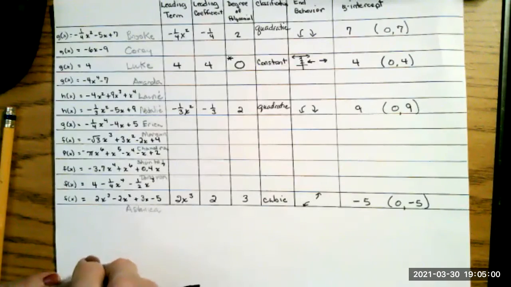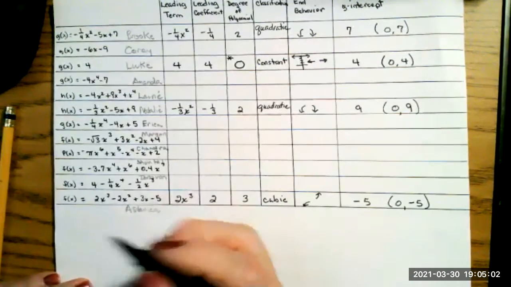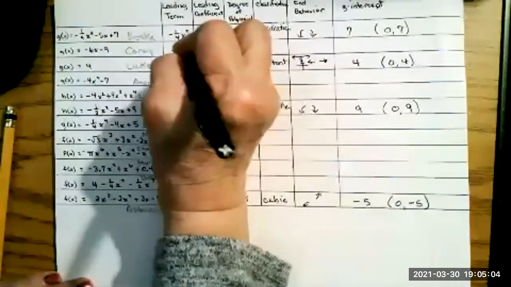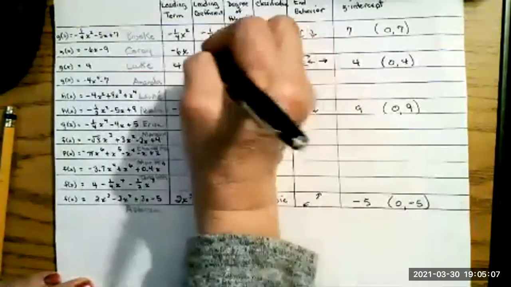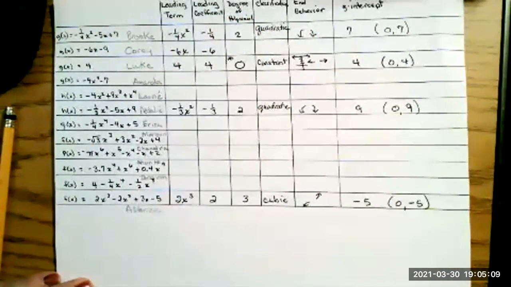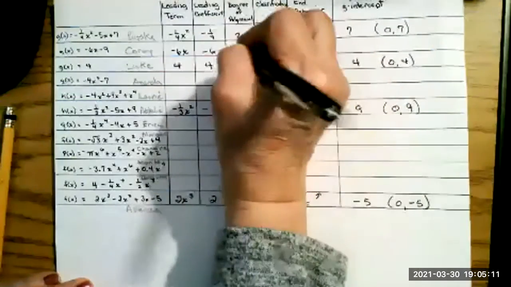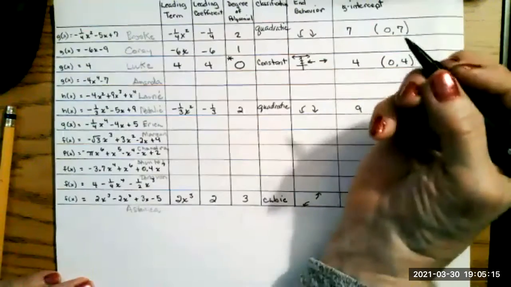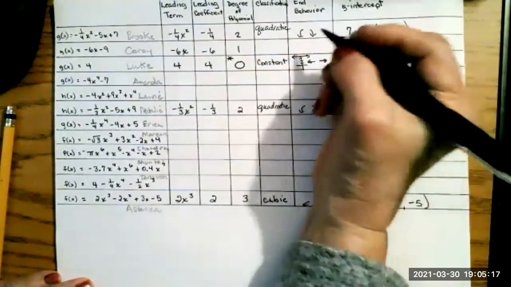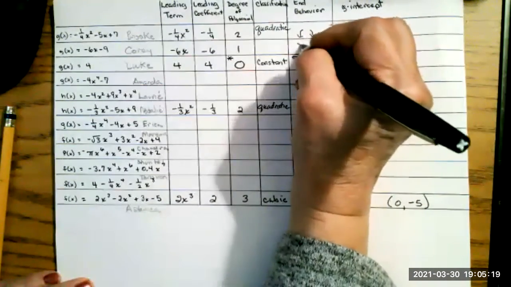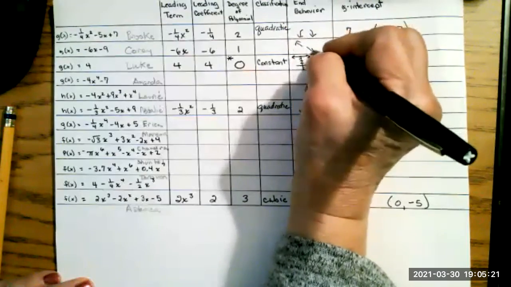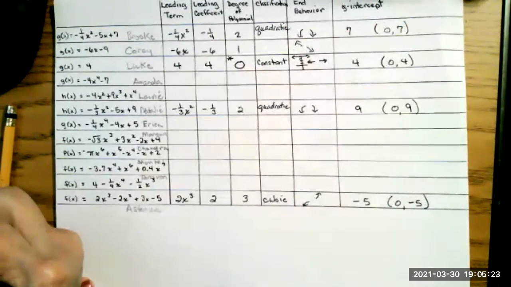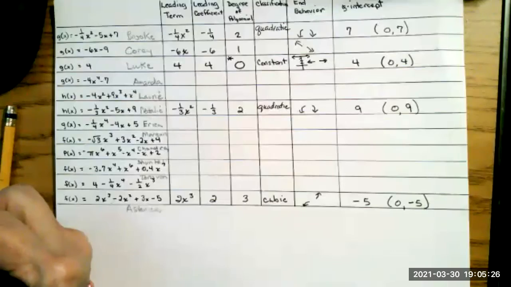All right, who else has one? Corey, do you have yours? I think so. Okay. The leading term is negative 6x. Leading coefficient, negative 6. Degree is 1. Good job. End behavior would be a line, a constant polynomial. It's a line, and this line's going to go this way, actually. Oh, okay. Because it's slanted.